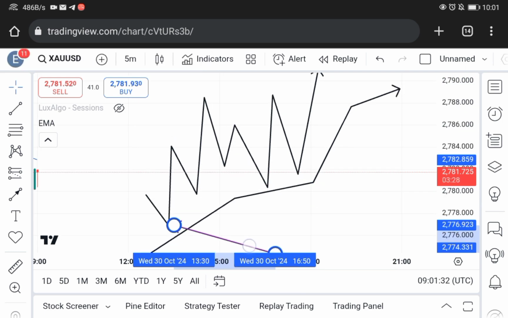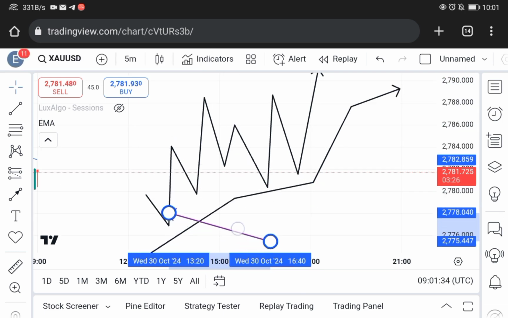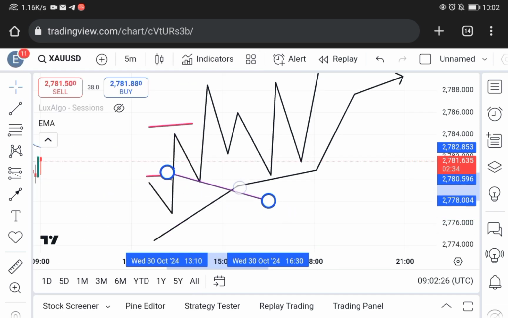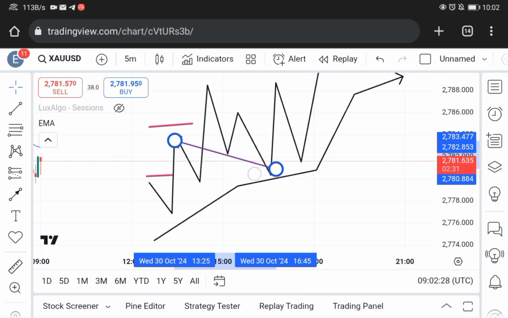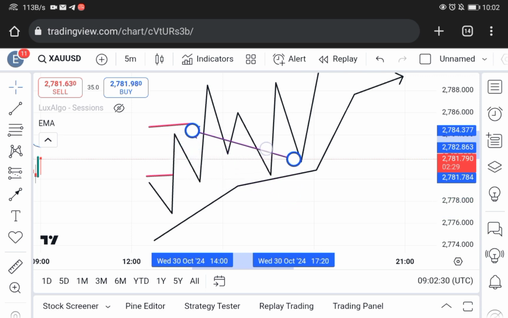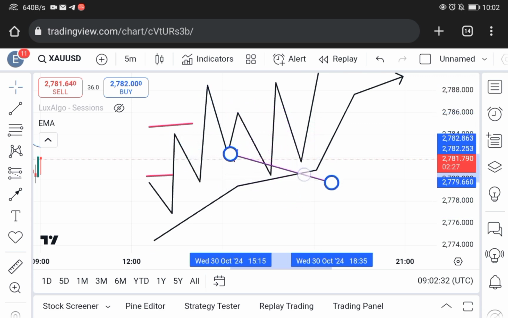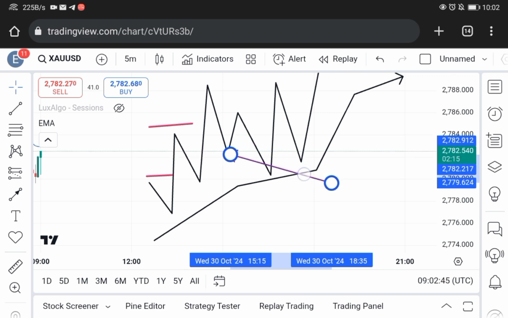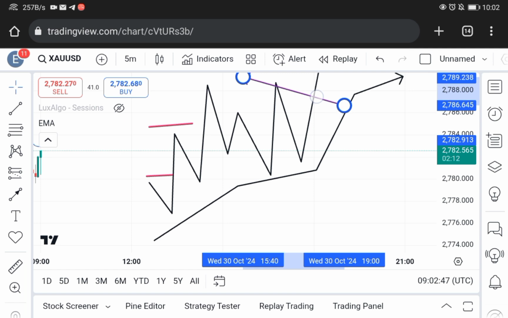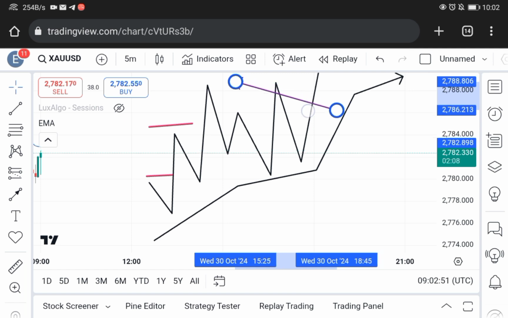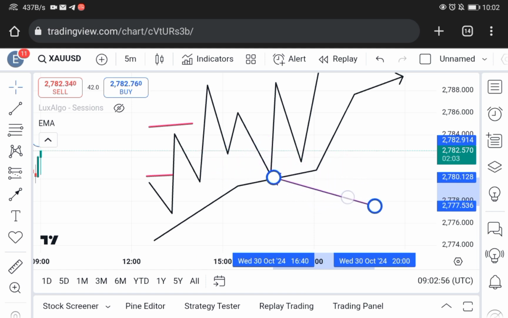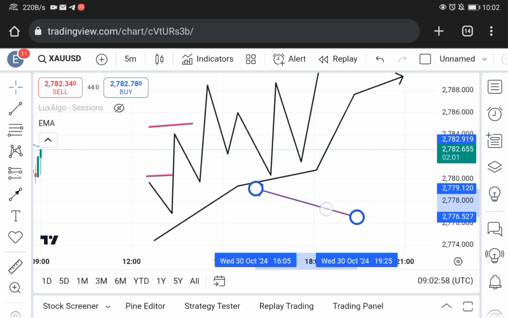The market printed a leg right here. It breaks it to the upside. It created a high, created a low, created another high. It created a new low. This supposed to be a low, but the market was not able to push up again to give us another high. It came back down and took out this one, and then it tapped into this moving average. It touches the moving average.